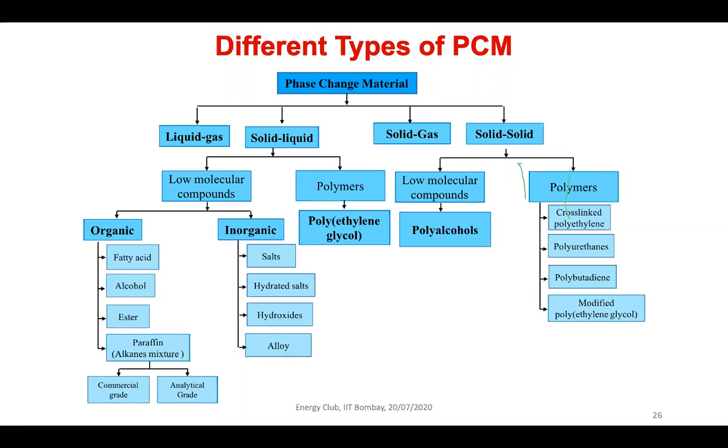Under solid to liquid, you will see that a lot of materials are available, both organic and inorganic. Organic means paraffin-based material, what we usually use in daily life. Inorganics are salts, like KNO3, NaNO3, hydrated salts, and all types of alloys also we can use. Now, in case of solid, we can use polymeric type of material.